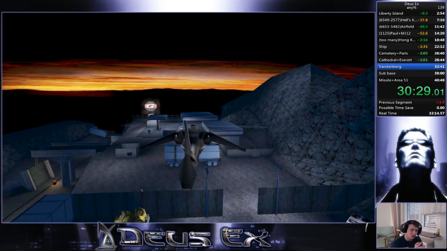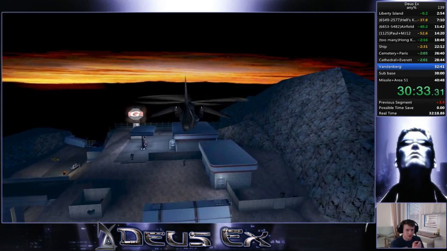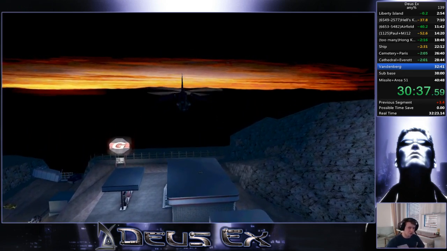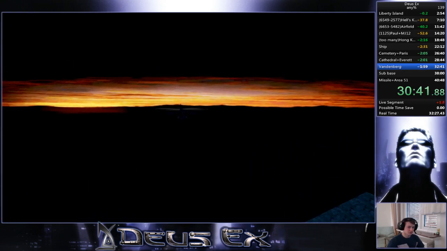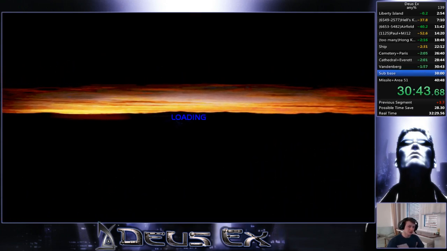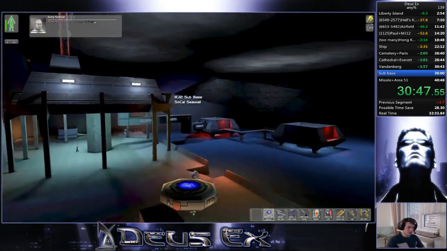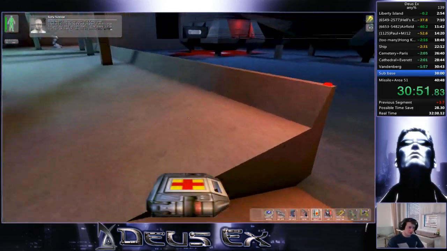Hong Kong? Okay, Hong Kong was not the best. I need to practice the glitch, the clips. The clips are an issue for me at the moment, and I don't like that. I'm super lucky, but I'm only losing 4 seconds. If I would have gotten the shot, I could have saved much, much more time. Oh, no way.